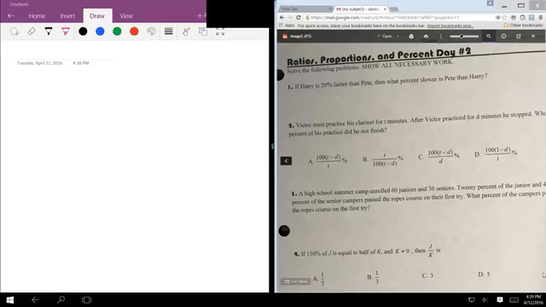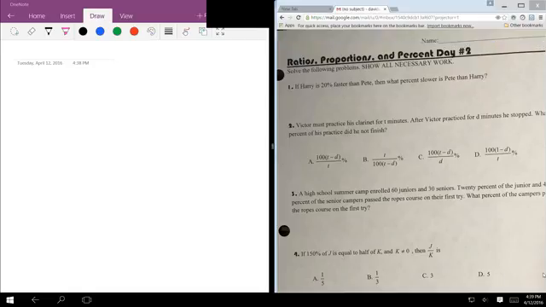If Harry is 20% faster than Pete, then what percent slower is Pete than Harry? Isn't it just 20? No, let's make up some numbers. Let's say Pete is 100. Well, what's Harry? If Pete can run 100 miles an hour, what can Harry run? 120. Now, if I want to know how much slower Pete is than Harry, I have to take, what is this fraction?